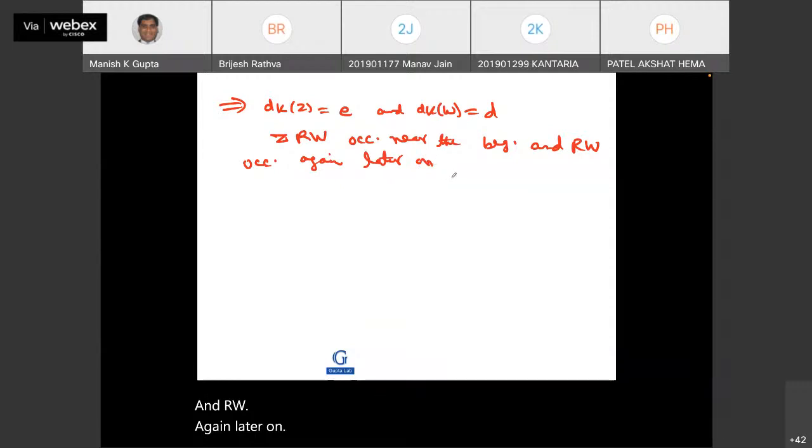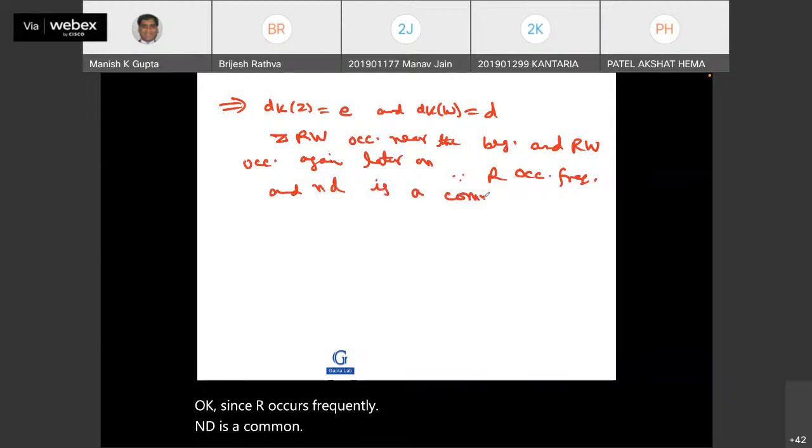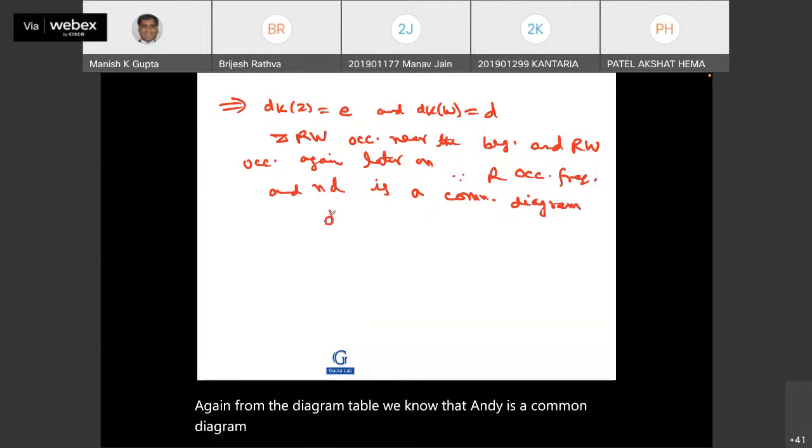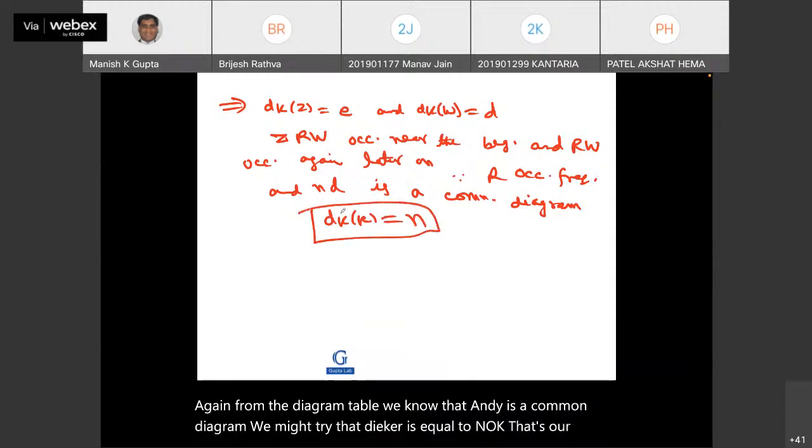Since R occurs frequently and ND is a common digram, again from the digram table we know that ND is a common digram. We might try that dk of R is equal to N. Okay, that's another guess.